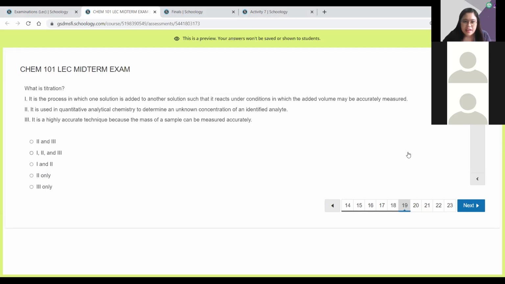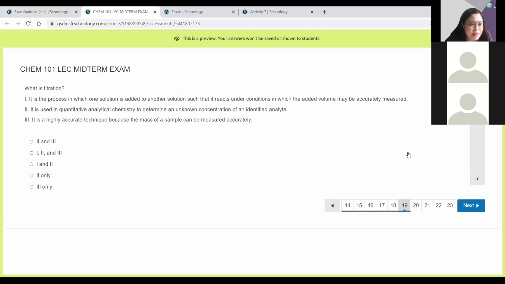The first sentence is correct since the solution in the burette, class, can always be added to the flask, and since our burette has graduations, we can always measure the volume of the added substance. So again, the first sentence is correct. How about it is used in quantitative analytical chemistry to determine an unknown concentration of an identified analyte? Yes, this one is also correct. When you say titration, always remember the purpose of doing titration is to determine the concentration of our sample. We know what our sample is, but we don't know the concentration. So that's the purpose of our titration. So sentence number 2 is also correct.